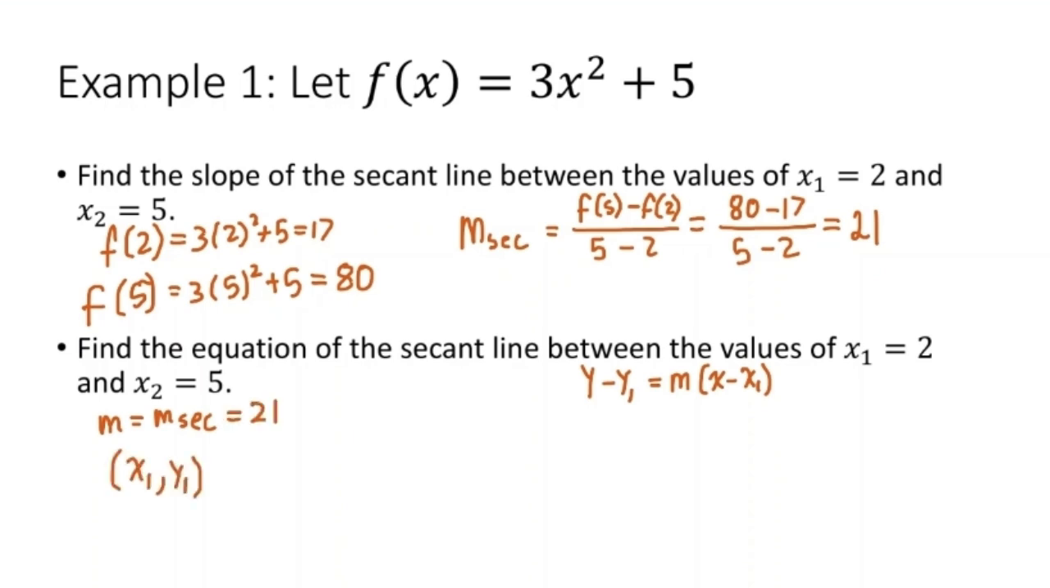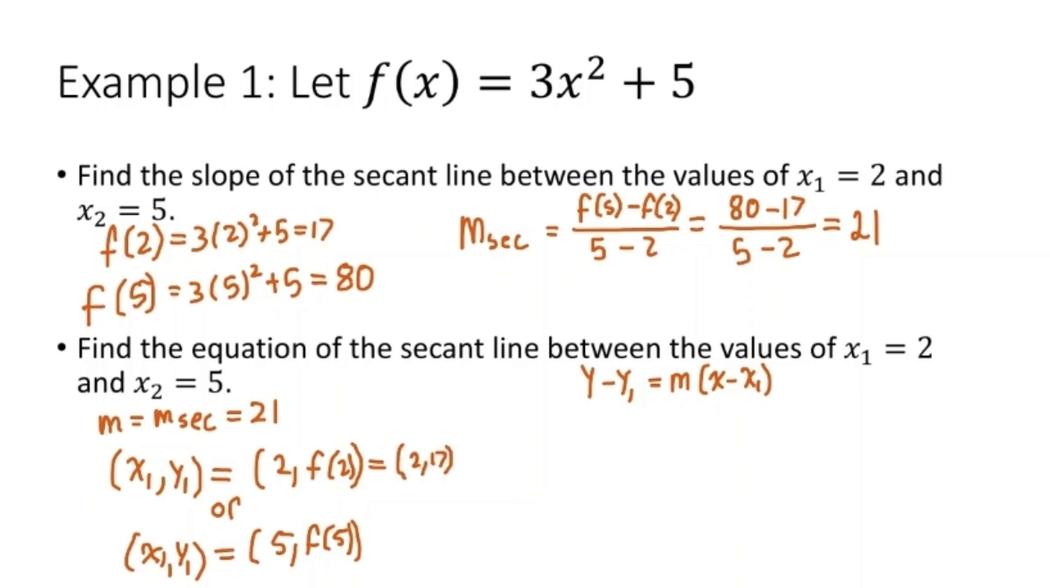(x1, y1) is a point that we know our line passes through. Since this is a secant line, we can pick one of two points. We can either pick (2, f of 2) or (5, f of 5). It doesn't matter which. Because the numbers for (2, f of 2) are smaller, I am going to use the (2, f of 2) point. We've already found f of 2 earlier. We know f of 2 is 17. Now we'll plug into our point-slope form.